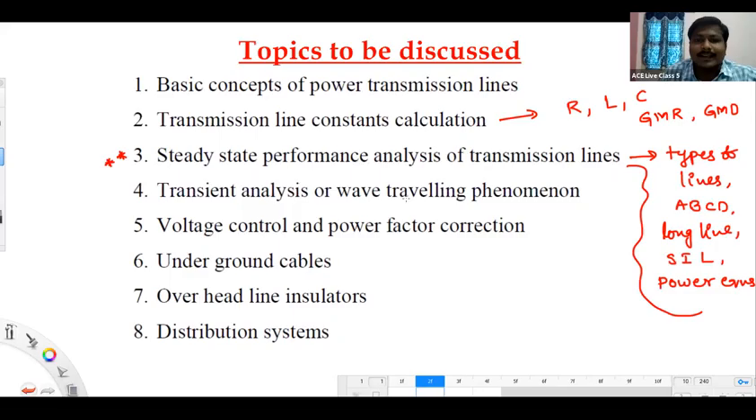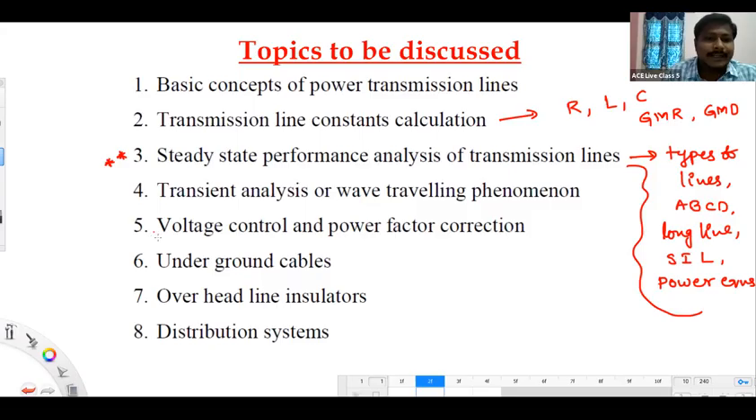Fourth one, transient analysis or wave traveling phenomena. We used to get questions in this area of wave traveling or transient analysis long back in the GATE. Maybe in 2010 we had one question. And after that we didn't find any question in the transient analysis and wave traveling. But still as a topic, not only for GATE, for remaining aspects of your examinations also, it is required. So we'll be treating this transient analysis mainly in a problem-oriented way.